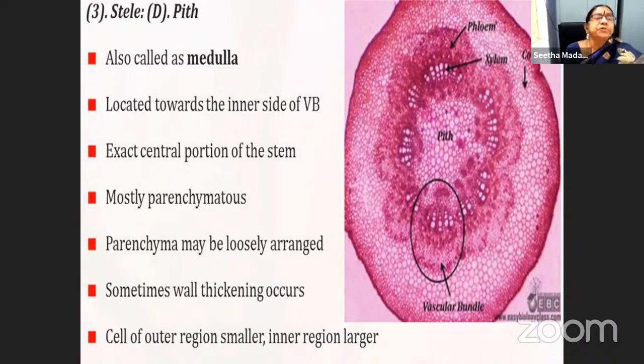So this pith is also called medulla, located towards the inner side of the vascular bundle, and the exact central portion of the stem is known as pith, and mostly it is parenchymatous. Then parenchyma may be loosely arranged. Sometimes wall thickenings also occur, and cells of the outer region are smaller and the inner region are larger.